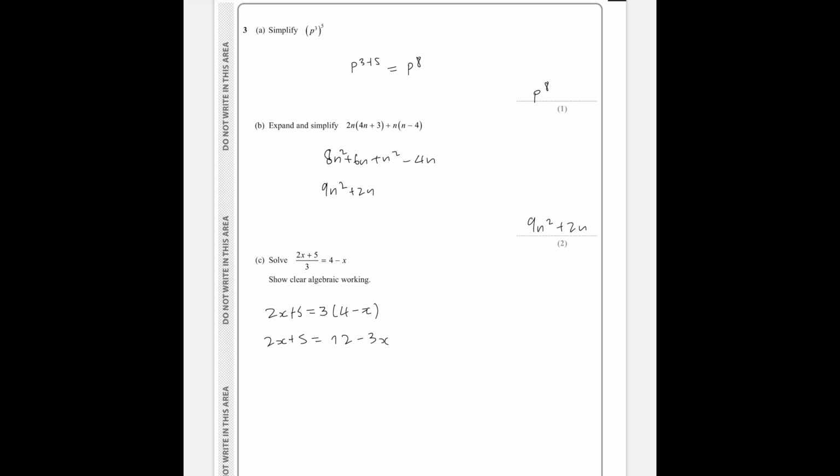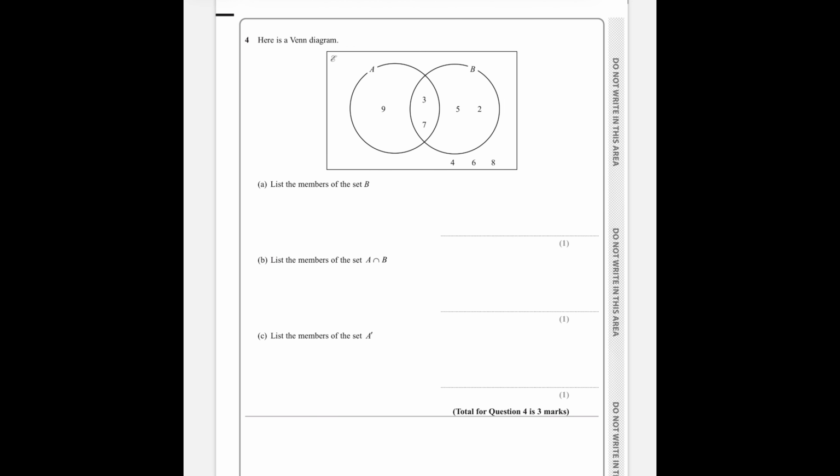Now I'm going to move all the x terms to one side and all the non-x terms to the other side. So 2x plus 3x is equal to 12 minus 5, which means that 5x is equal to 7, and that x is equal to 7 over 5. And you can leave the answer as a fraction, it's fine, as long as they don't ask for it. Okay, next.